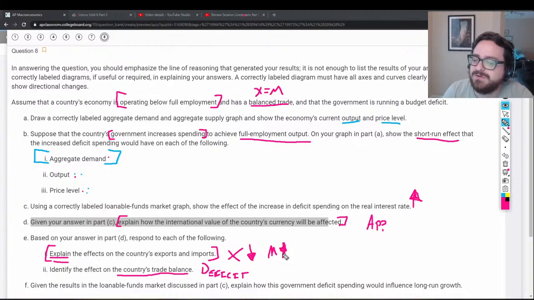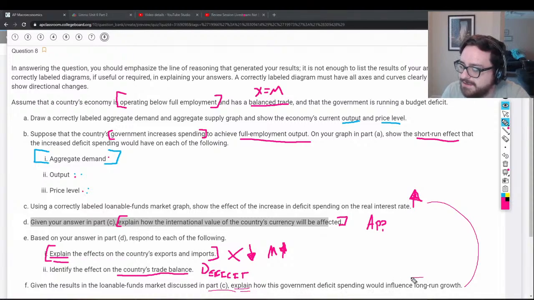And then given the results in your loanable funds market discussed in part C, so they're referencing this again, which is kind of weird. They are ignoring D and E completely. They're just talking about C here. Explain again how this government deficit spending would influence long-run growth.